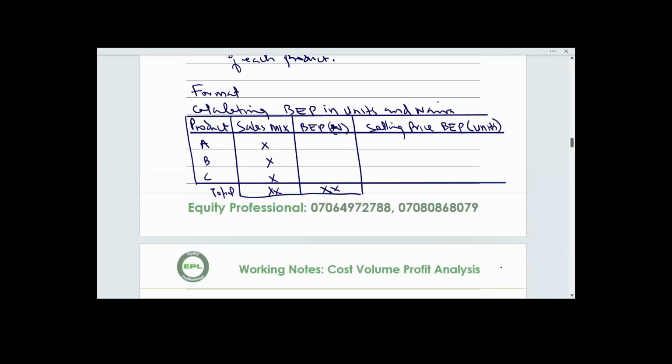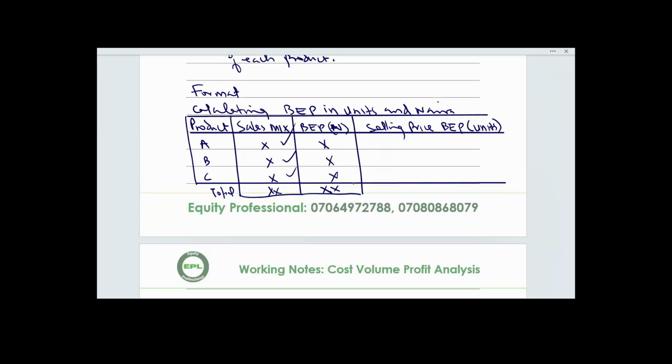You then multiply the sales mix of the first product with the total. Whatever you have, you put it here. You multiply the second sales mix with the total. You put the answer here. You multiply the third one with the total break-even point in Naira. Then you post. That is one way. If you want to be doing it one by one, fantastic. Go and do your workings, come and post it there. So you are good to go.